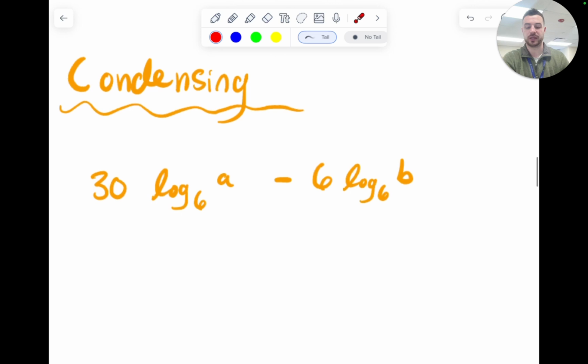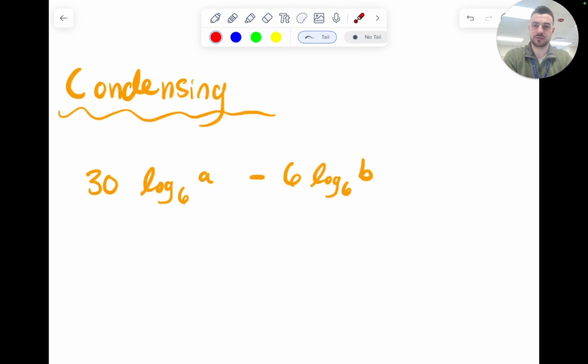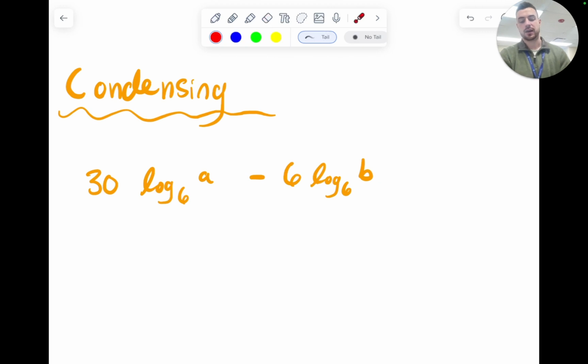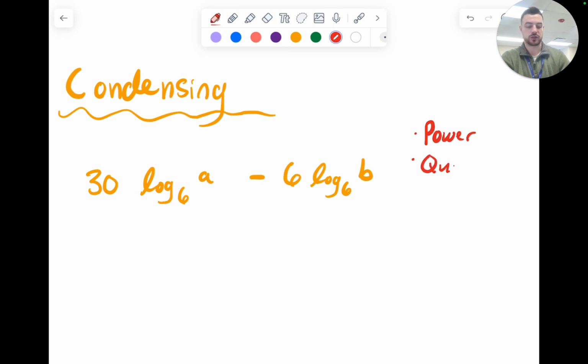Now, let's do a little bit of condensing. In order to condense, we're essentially just going to go the other way. So in this case, we're going from 2 logs to 1 log, right? We want to condense this equation, make it smaller. So these 2 logs are going to condense to 1 log. But there's actually something else I need to do first. Now, we also have some numbers in front. So I'm going to have my power property. Division means quotient property as well.